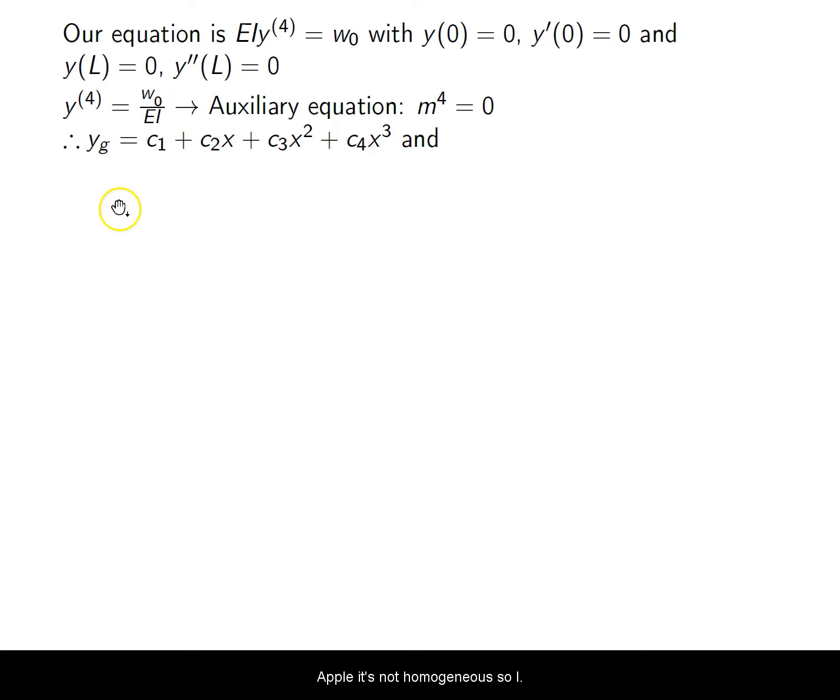It's non-homogeneous, so I look at the form. This is a constant, so my particular solution should be a constant. But notice that I already have a constant here. So I have to take care of the multiplicity by multiplying by some power of x. I can't multiply by x because I have one of those. I can't do x squared because that's there. I can't use x cubed, so I've got to use x to the fourth.